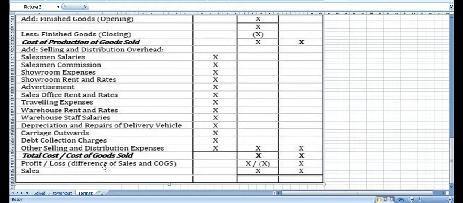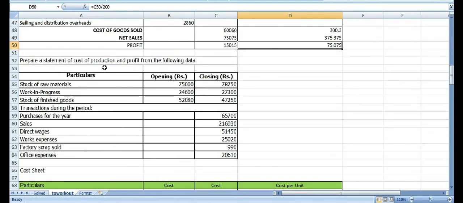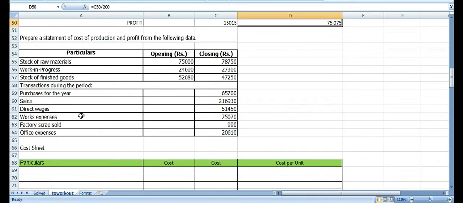Now let's see a simple problem for the cost sheet. Prepare a statement of cost of production and profit from the following data. Here the particulars are mentioned as stock of raw materials, that is direct materials, with opening and closing balances. Work in progress also has opening and closing balances, and stock of finished goods opening and closing balances are mentioned. Next, purchases for the year, sales value, direct wages, work expenses, factory scrap sold, and office expense are mentioned.